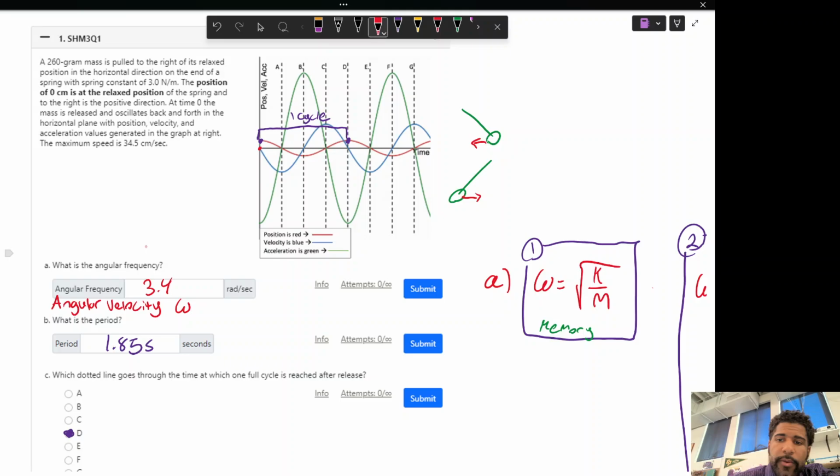You have to remember, this is from memory. Omega is equal to root k over m. That's from memory. Plug it in. I told you that mass is not in grams, it's in kilograms. I told you. And there we go. It resolves itself. What's the period?